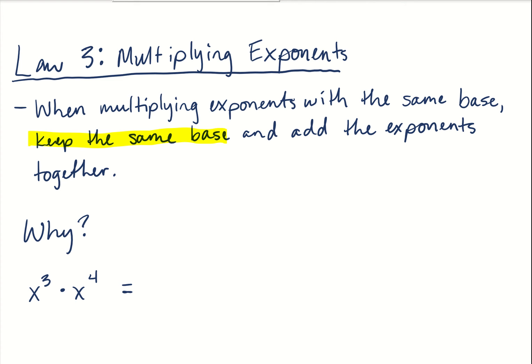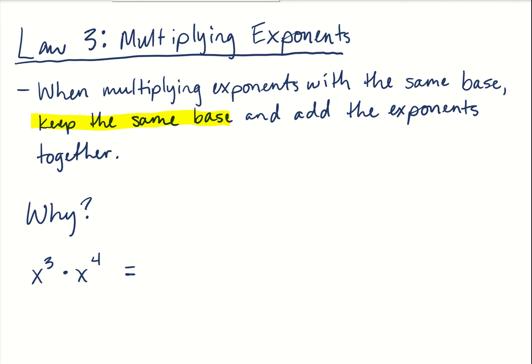When multiplying exponents with the same base, you're going to keep that same base, and then you'll add the exponents together, okay? And I'm just going to go ahead and jump into it, so if you need more time to write that down, you probably do. Feel free to just pause the video, write it down, and when you've got it written down, we'll go into why this is the case, okay?